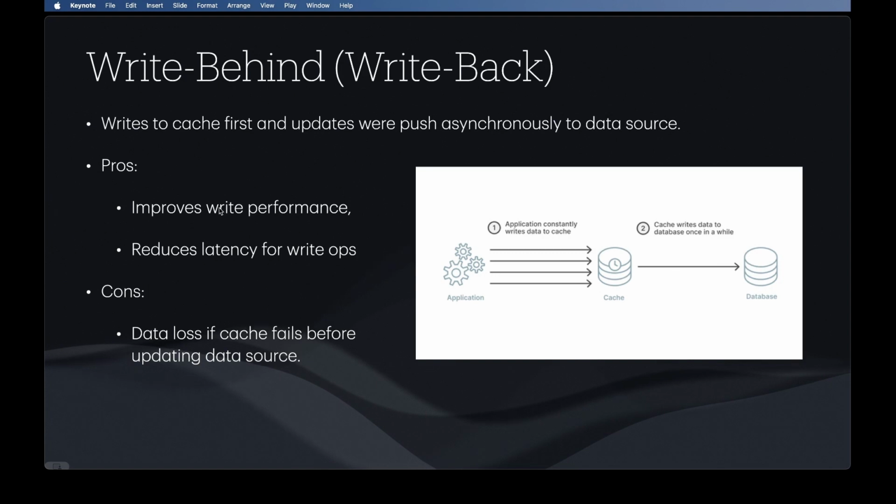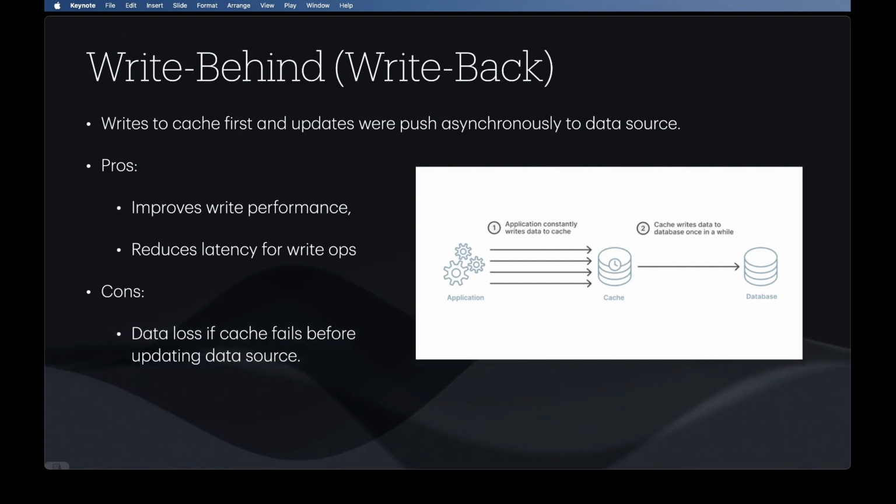Now let's talk about write-behind, also known as the write-back caching strategy. It is almost the same as write-through except for one key detail. The application writes directly to the cache, but immediate updates or writes are not done on the data source. Instead, the data source is updated asynchronously. The pro of this approach is that it improves the write performance of the application by writing to the data source with a delay.